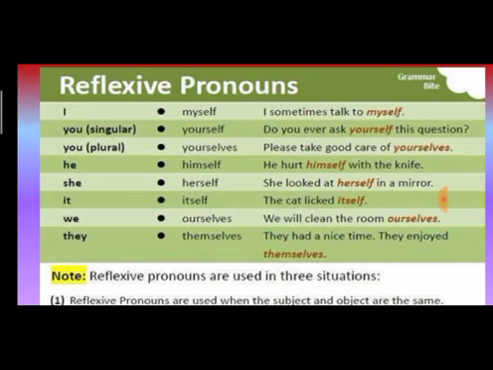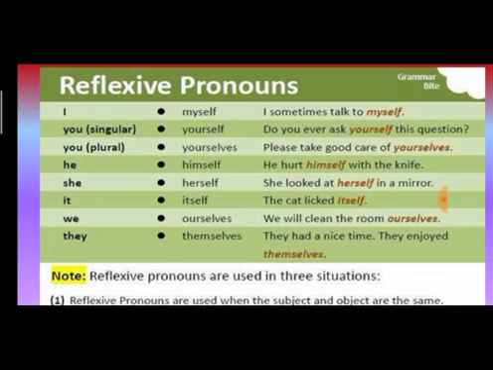He becomes himself. He hurt himself with the knife. She becomes herself. She looked at herself in a mirror. It becomes itself. The cat licked itself. We becomes ourselves. We will clean the room ourselves. Now why ourselves and not ourself? Because we is a plural. We are talking about more than one person. They, again, is a plural, so it becomes themselves.